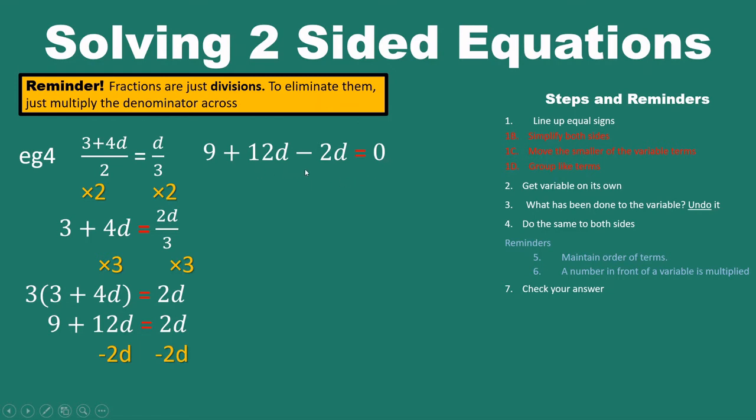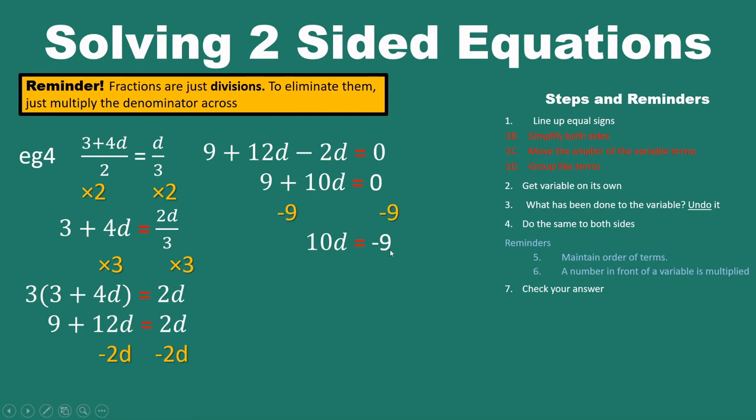Let's simplify this, grouping like terms. That's going to be 12 minus 2, that's 10d. We want to get that variable on its own though. So getting that variable on its own, what's happening to it? It's being multiplied by 10 and then added to the 9. Going backwards through that, getting rid of the 9 first, the opposite of adding 9. Let's subtract by 9, leaving just 10d on the left-hand side, and 0 minus 9 is going to be negative 9 on the right-hand side.